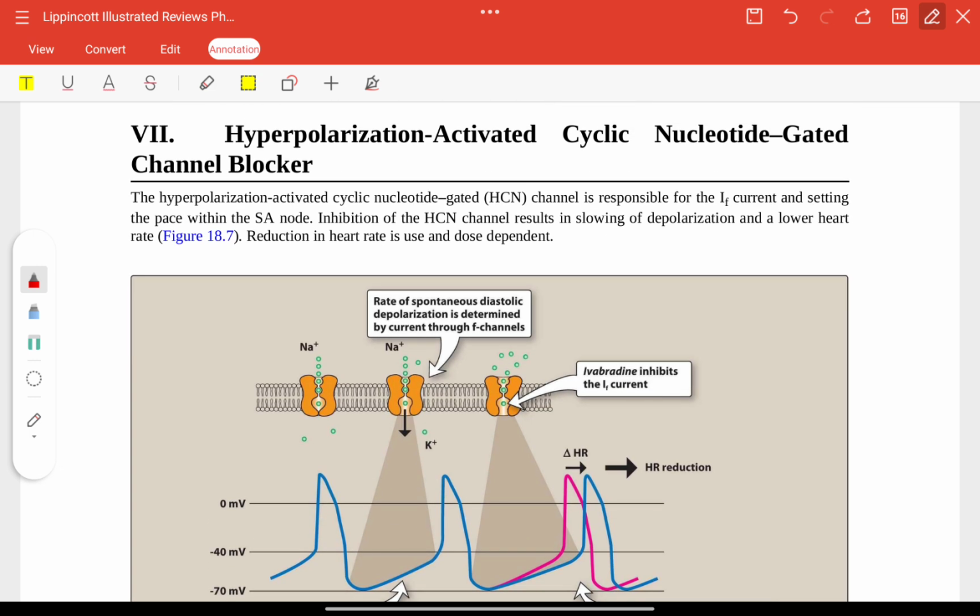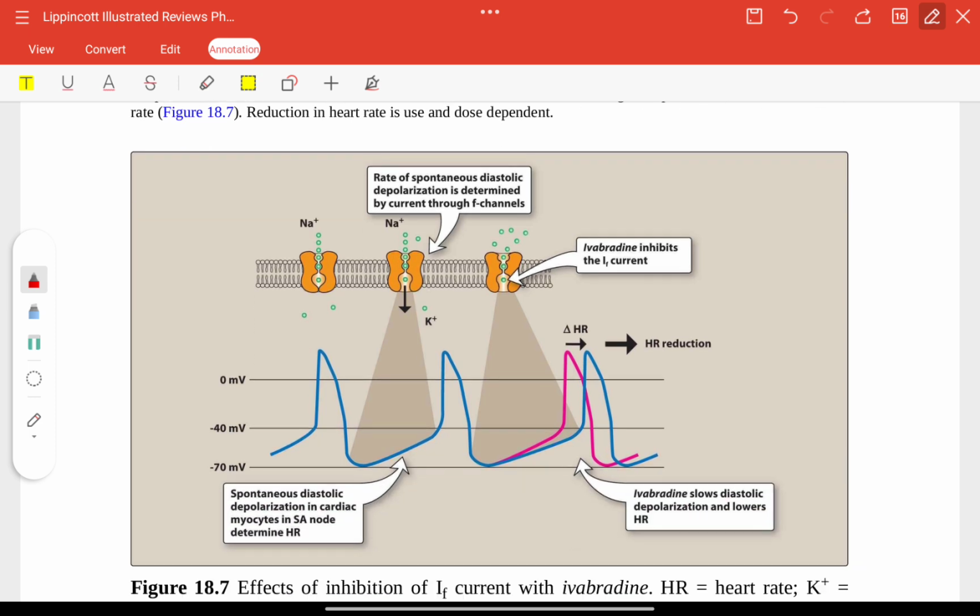Now hyperpolarization activated cyclic nucleotide gated channel blocker. You can see this is the ion channel. The rate of spontaneous diastolic depolarization is determined by the current through the F channels, sodium intake. Ivabradine inhibits the current. This current is inhibited, you can see here.